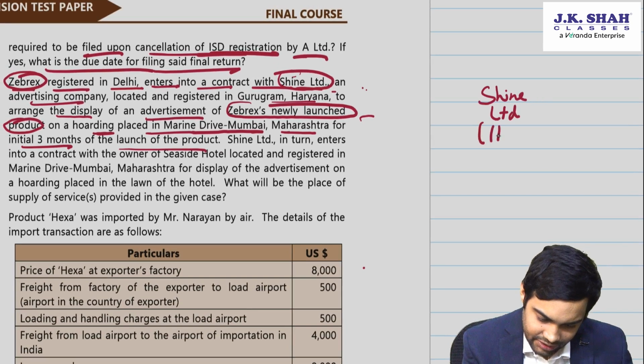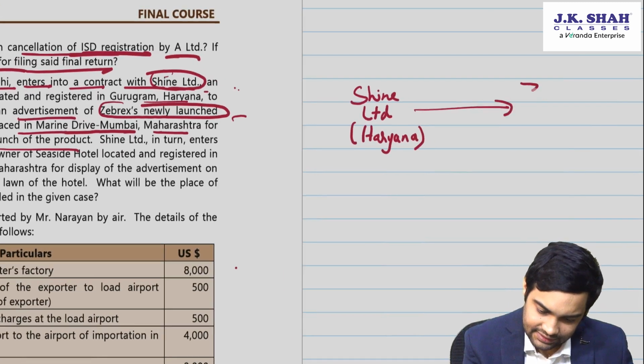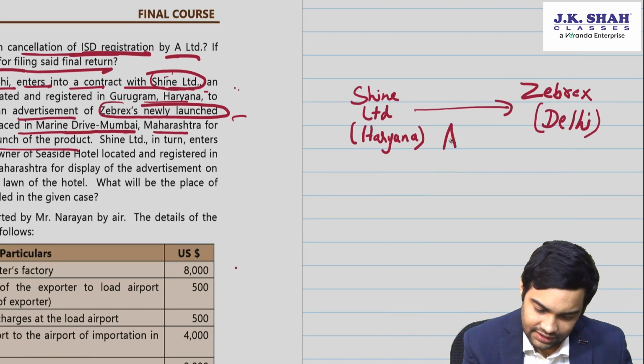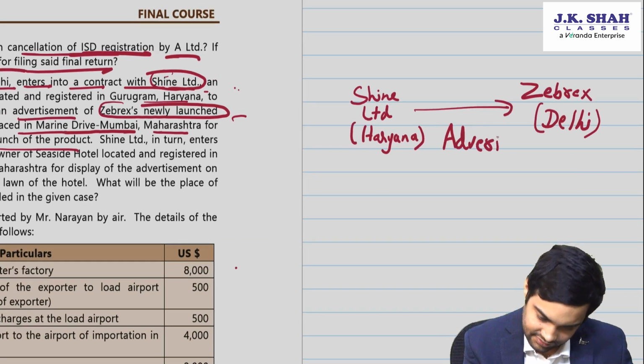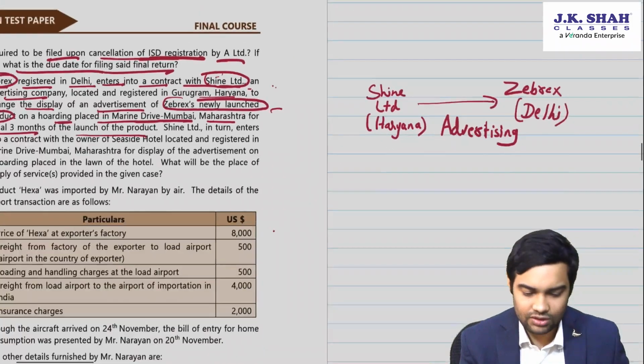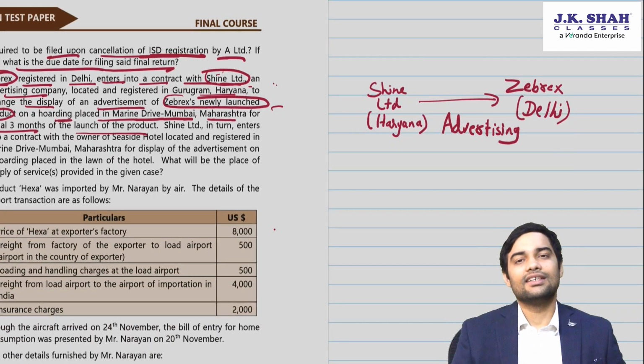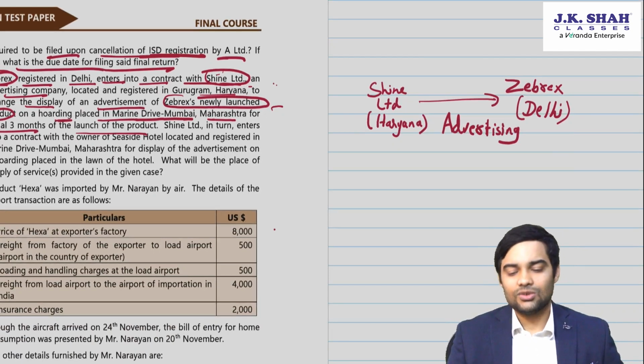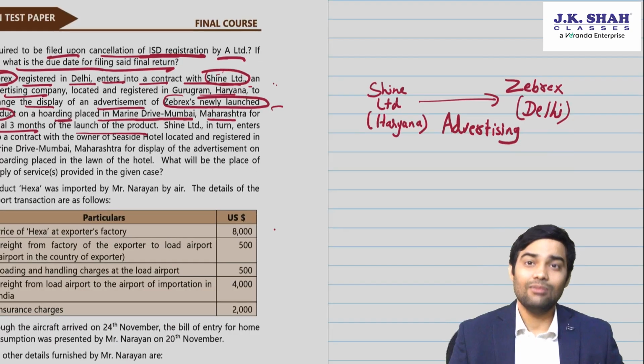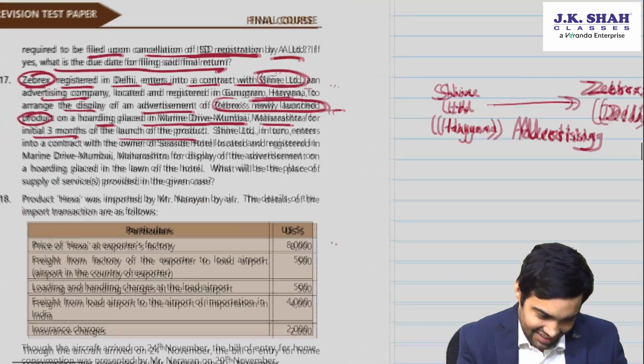And where is Shine Limited? Haryana. And where is Zebrex? Zebrex is in Delhi. What is the nature of service? Nature of service is advertising. Correct. So Shine Limited has agreed to provide advertising service to Zebrex in Mumbai, in Marine Drive.